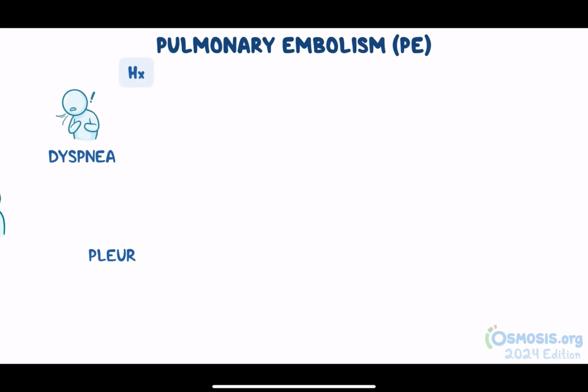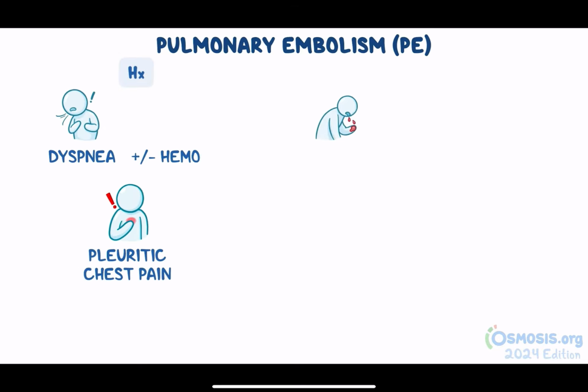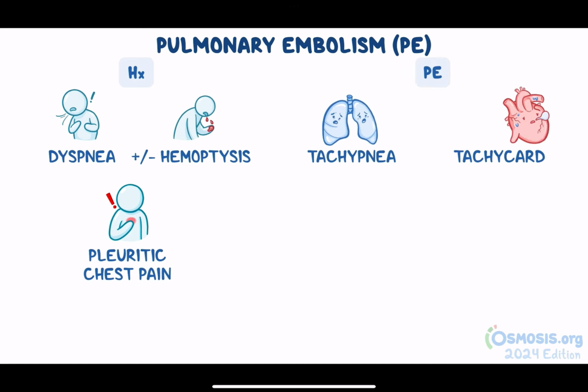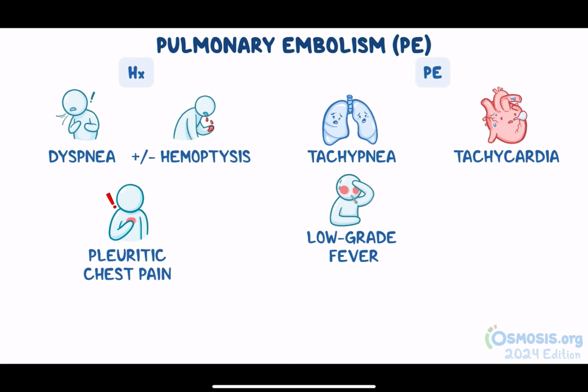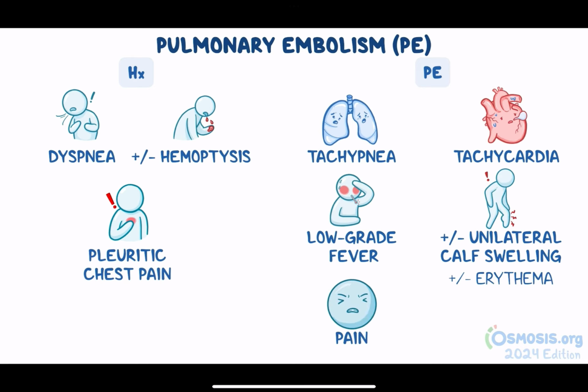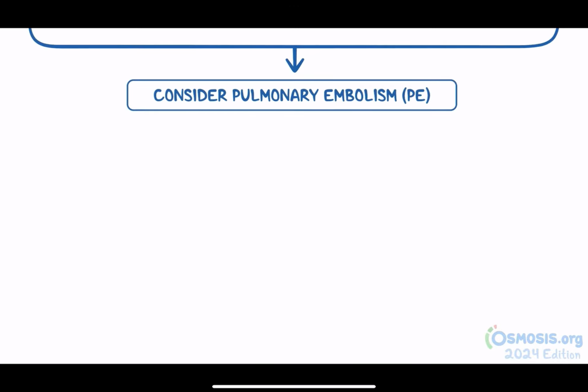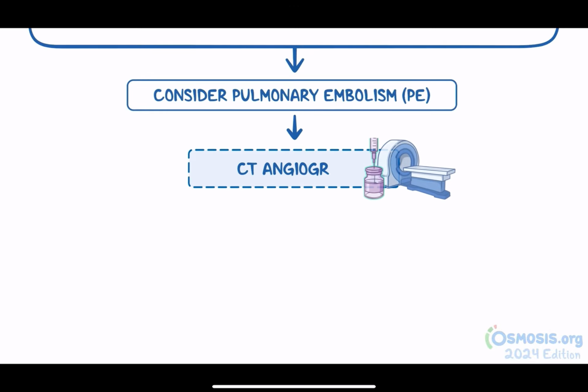Next up is pulmonary embolism, or PE for short. History typically reveals dyspnea, pleuritic chest pain, and possibly hemoptysis. On the other hand, physical exam might reveal tachypnea, tachycardia, and low-grade fever. You might even observe unilateral calf swelling, pain, and erythema. If these findings are present, you should consider PE, so your next step is to obtain a CT angiogram, which, if positive for PE, confirms your diagnosis.